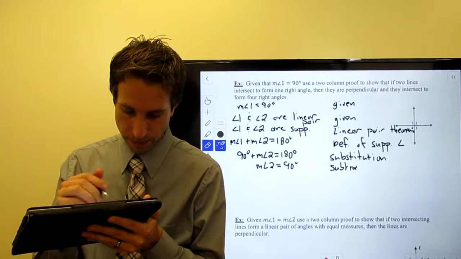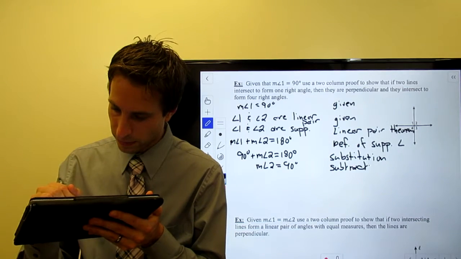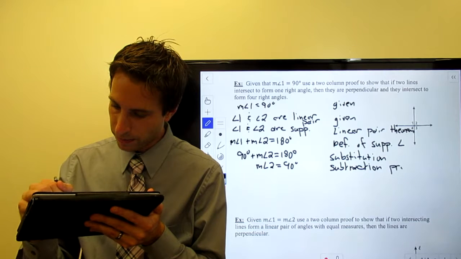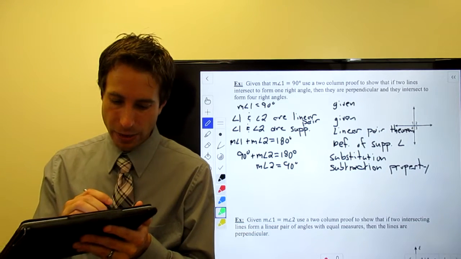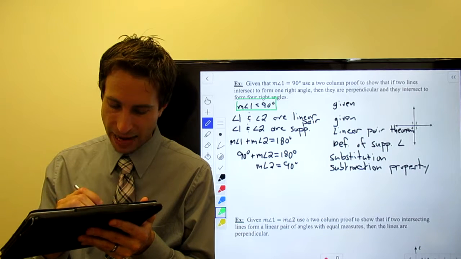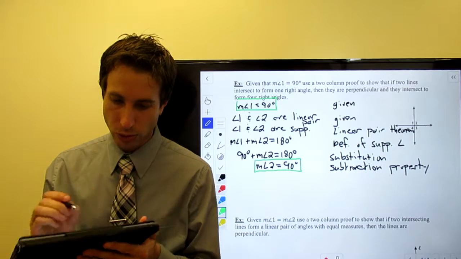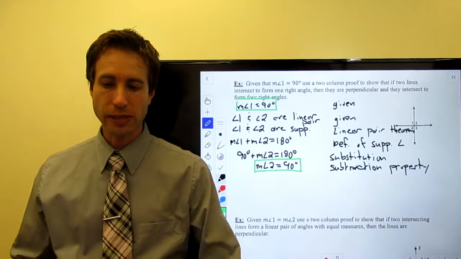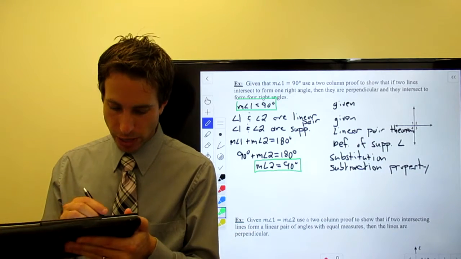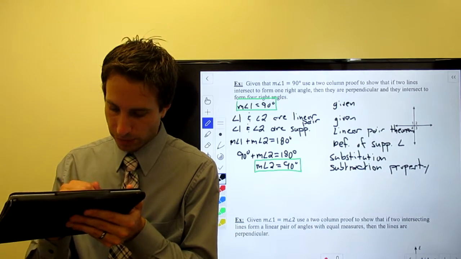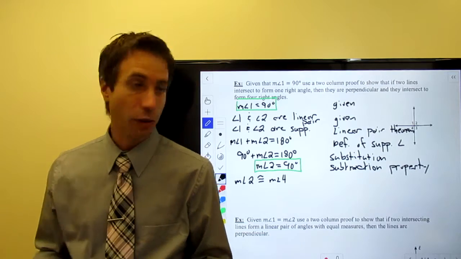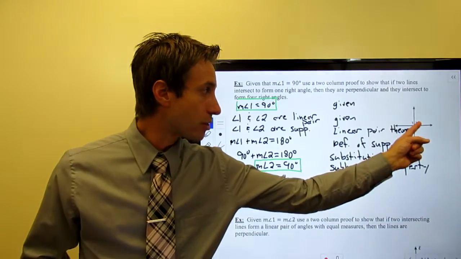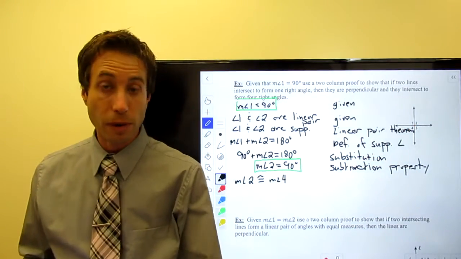Forgot my C. Subtraction property. Okay, awesome. So here's what I've done. I know the measure of angle 1 is 90. I have now just shown the measure of angle 2 is 90 degrees. Okay, so keep going. Here's what I know. I know that the measure of angle 2 is congruent to the measure of angle 4. How do I know that?